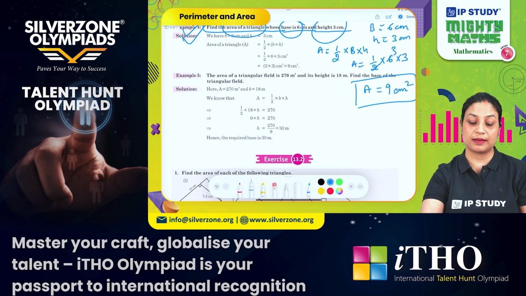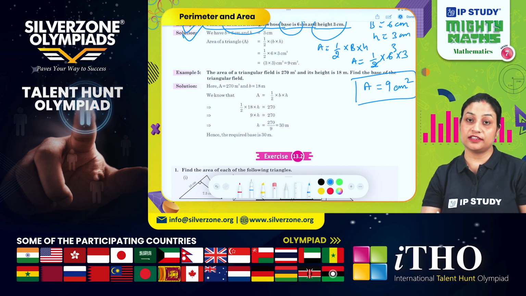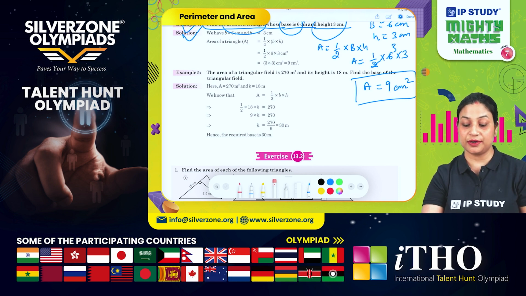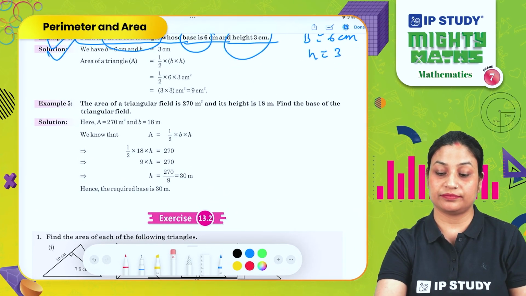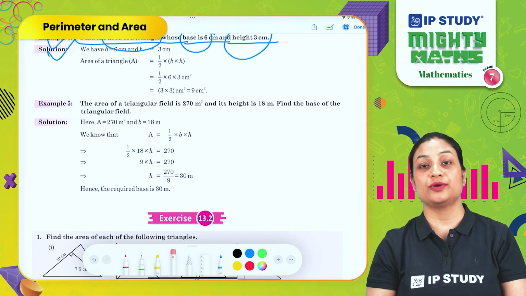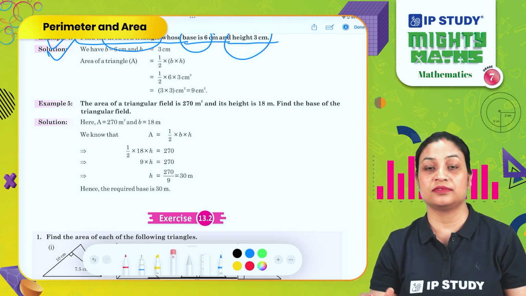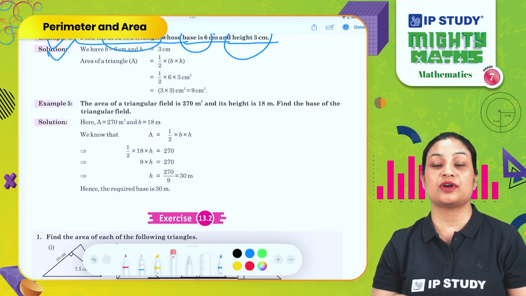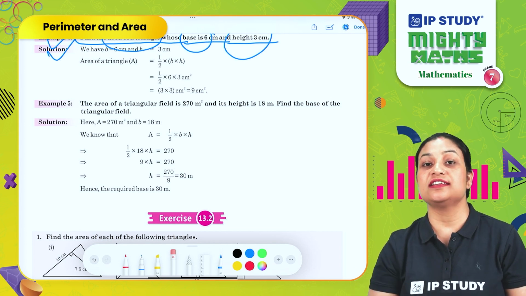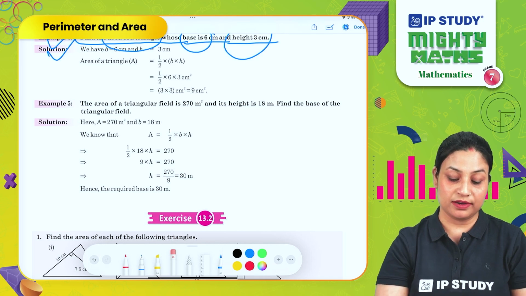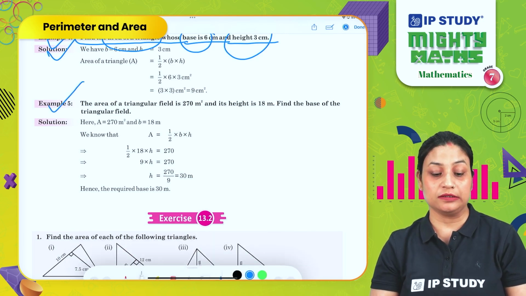Again, we have different types of questions over here related to area of triangle. Now let's see another type of question. Let's change the scenario. Instead of finding the area, suppose the area is given to you, and any one of base or height is given to you, and the other you have to find out. So, to understand this topic, let's take another example. Let's take example number 5.